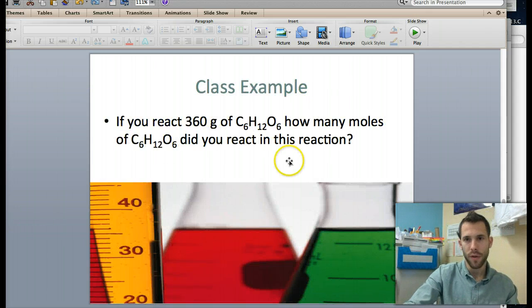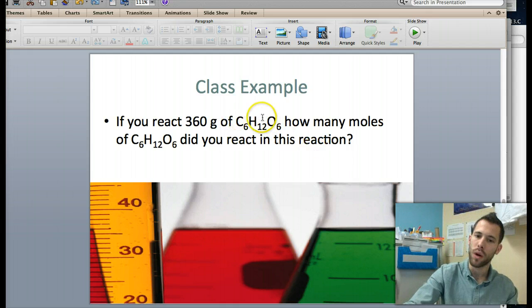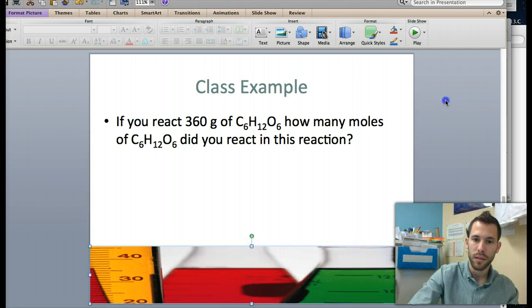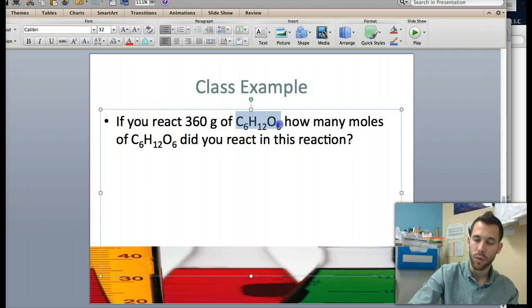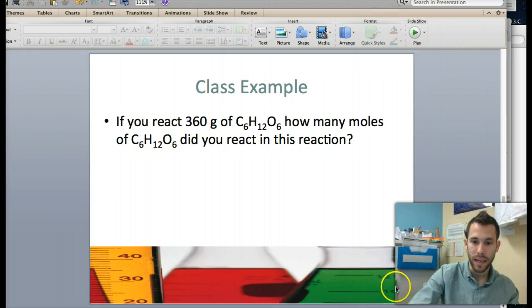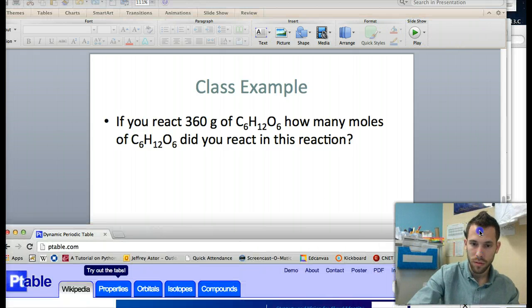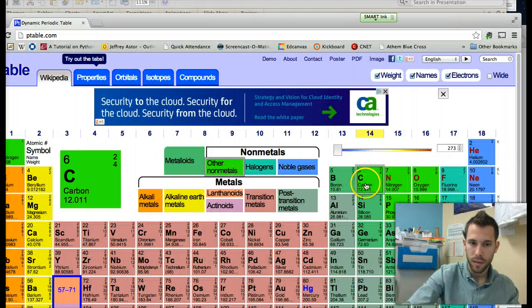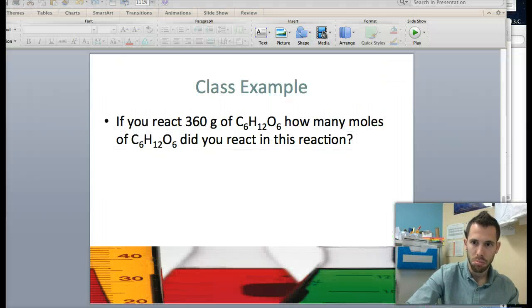Let's give it a shot. If you react 360 grams of C6H12O6, how many moles of C6H12O6 did you react in this reaction? I'd start it out a little something like this. First things first, I need to find the molar mass, before I do anything else, of C6H12O6, which happens to be glucose. I'd probably want to consult my handy dandy periodic table. Let's check it out. Carbon 12, hydrogen 1, oxygen 16. Looks like I'm ready to go. C6H12O6, I got this.